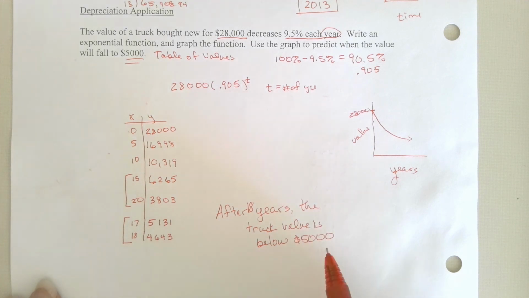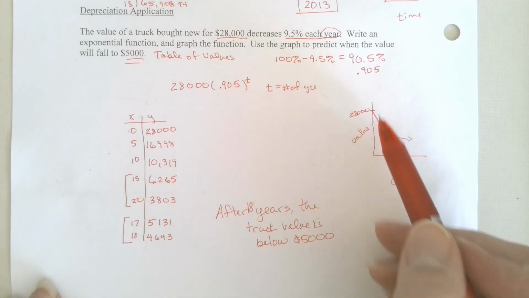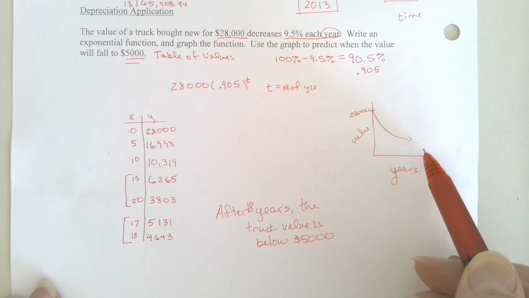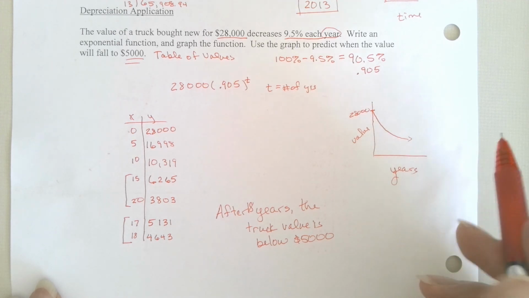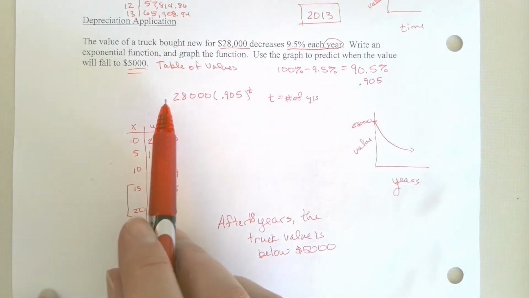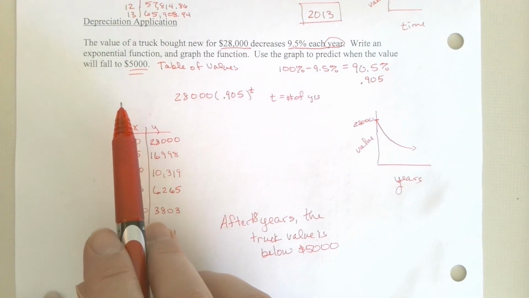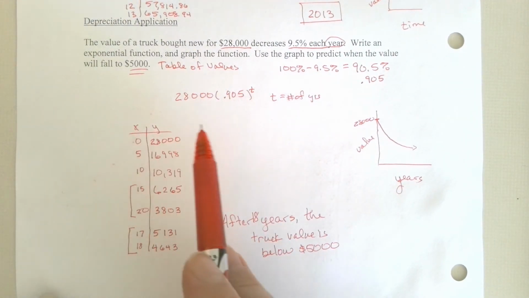So we're just getting an estimate here. So I would come over here at 5,000, and it would be down here. I'd find that that would be around year 18. To get a more accurate answer, again, we would set this equal to 5,000, and we would solve it using logarithms, which will be future lessons.